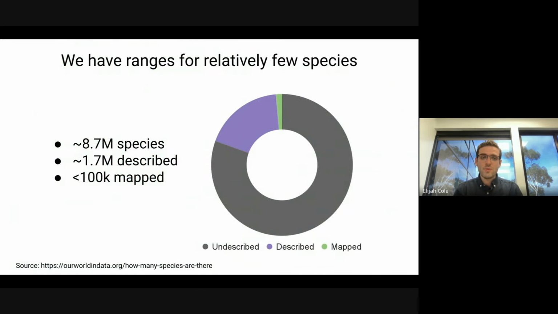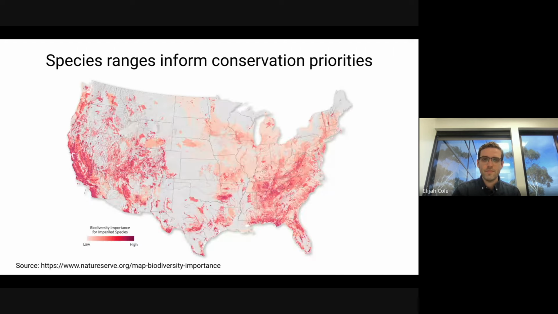The problem is that we have ranges for relatively few species. These are all very much ballpark numbers, but there's something like 9 million species expected to be on Earth, of which we have names for about 1.7 million and maps for fewer than 100,000. And many of these maps, even if they exist, are often out of date by the time they're published. And having these maps is very important because knowing the ranges of different species informs our conservation priorities. If you know that a species is declining and only exists in a certain range, that tells you where you need to focus your conservation efforts.